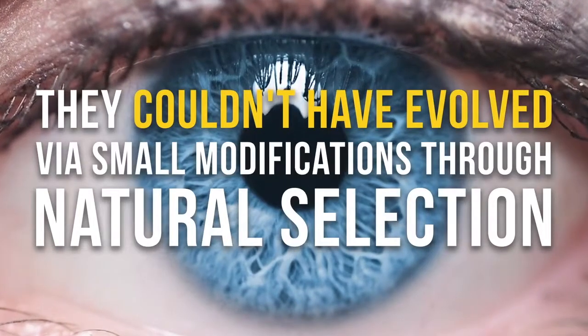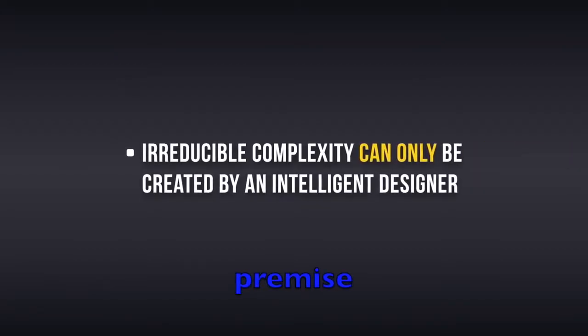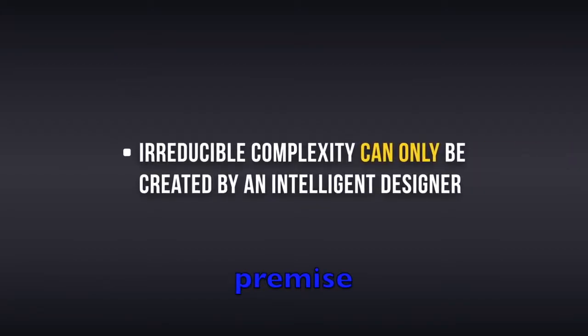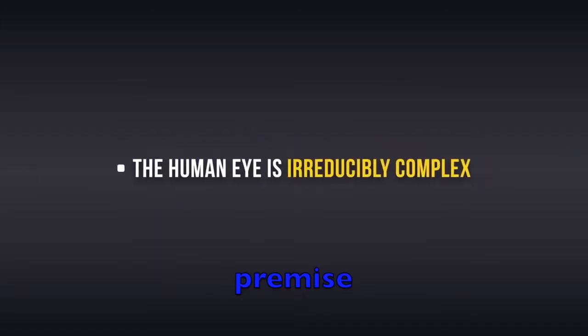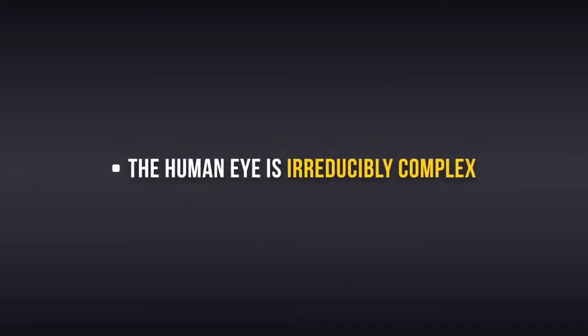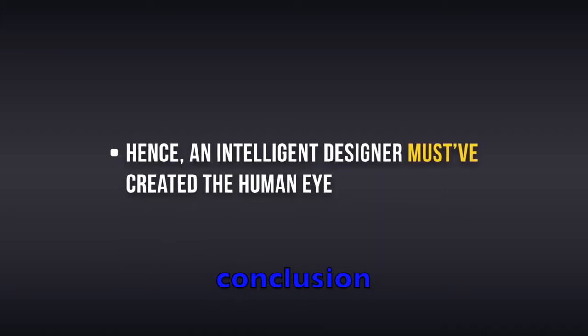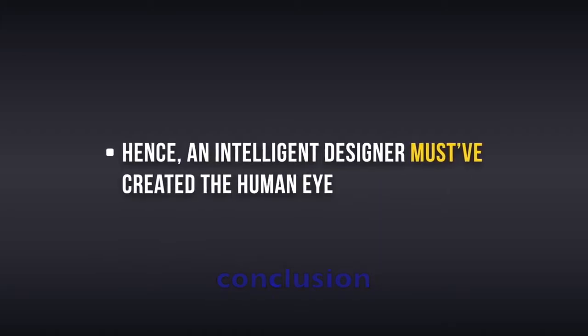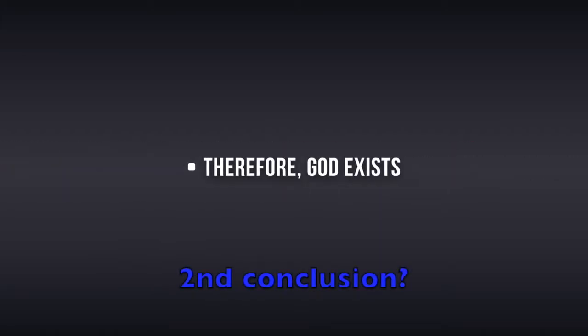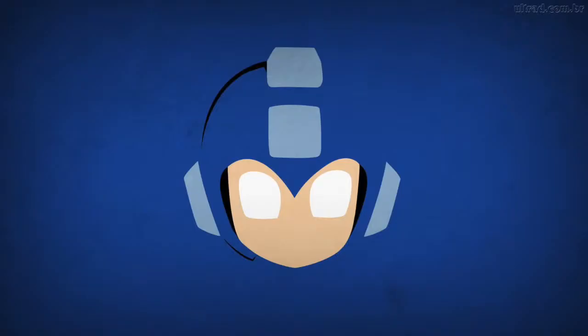However, for the purposes of clarity, let's present this argument in a syllogistic form. Irreducible complexity can only be created by an intelligent designer. The human eye is irreducibly complex. Hence, an intelligent designer must have created the human eye. Therefore, God exists. Alright, now he did something here he also did in his last video, but I didn't notice it until I started doing this video.